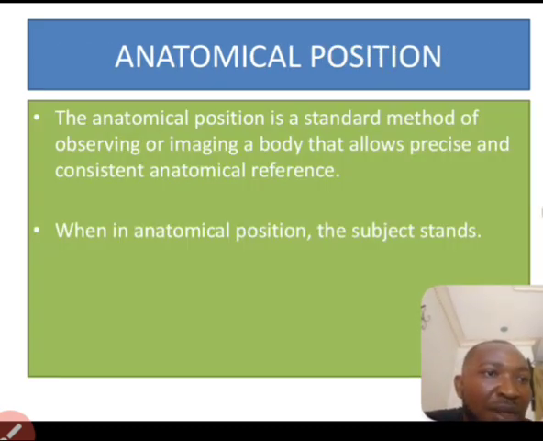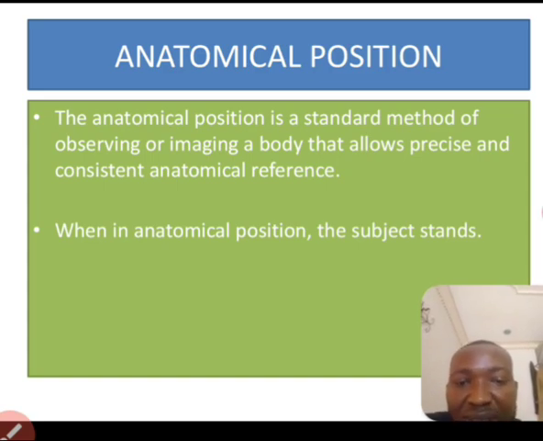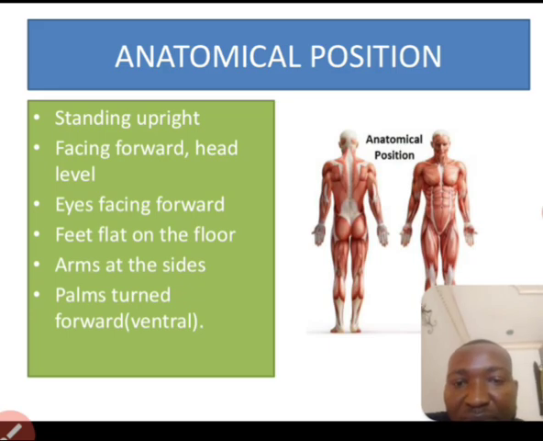Anatomical position is a standard method of observing or imaging a body that allows precise and consistent anatomical reference. A body is said to be in anatomical position when standing upright, as seen in this picture, facing forward, head level, eyes facing forward, feet flat on the floor, arms at the side, palms turned forward, as seen in this picture.